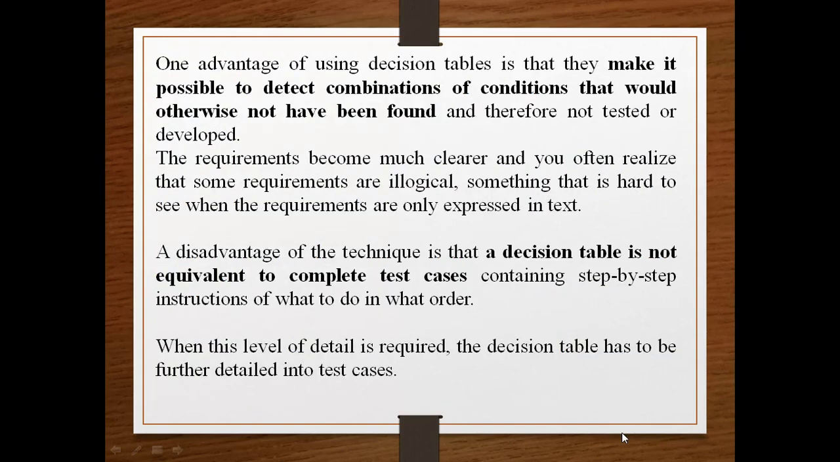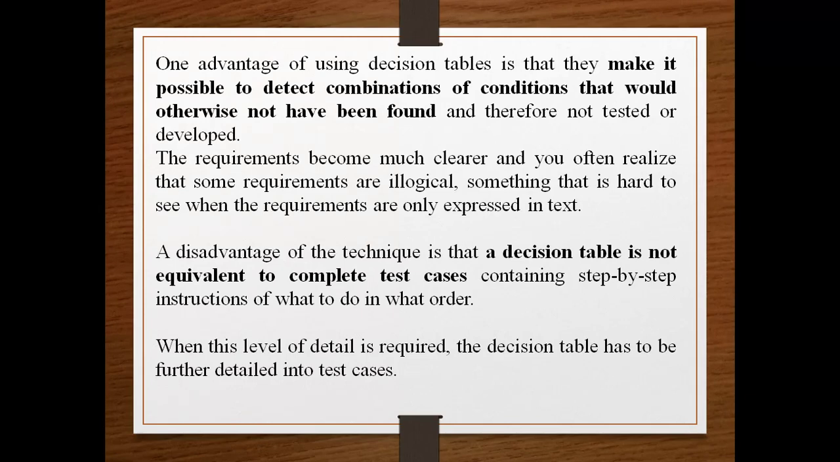One advantage of a decision table is that it makes it possible to detect combinations of conditions that would otherwise not have been found and therefore not tested or developed. The requirements become much clearer and you can often realize that some requirements are illogical, something that is hard to see when the requirements are only expressed in text.